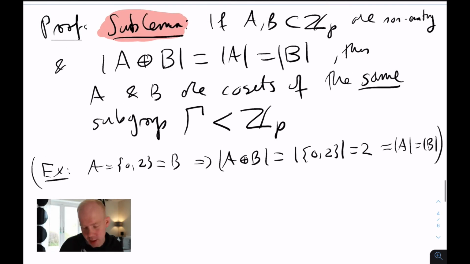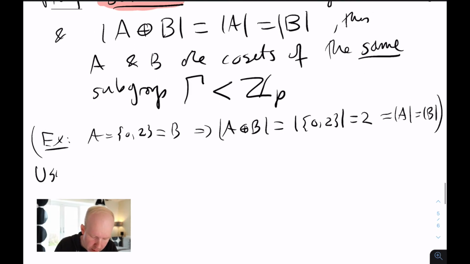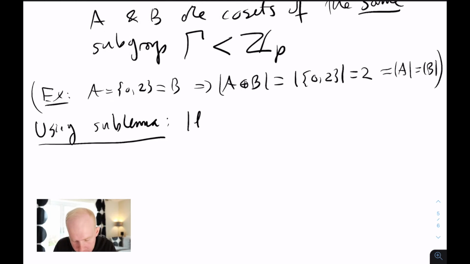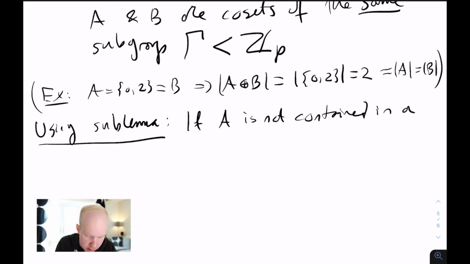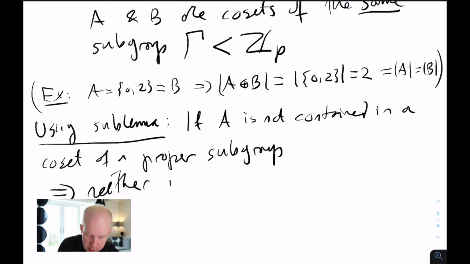So how do we apply this lemma? Before I prove this, I'll give you the application of it. Using this sublemma, we get the following. Now we come to the claim of the theorem. Let's assume first that A is not contained in a coset of a proper subgroup. Then this implies that neither is A plus nA for any n in N.